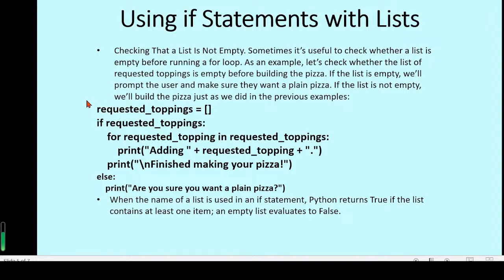So we first create an empty list for requested_toppings. Just next we will run if requested_toppings, which means if requested_toppings has at least one element and is not empty, then it will run the for loop. Else, if requested_toppings is empty, we will run another message. So when the name of a list is used in an if statement, Python returns True if the list contains at least one item. An empty list will evaluate to False in these conditional tests.